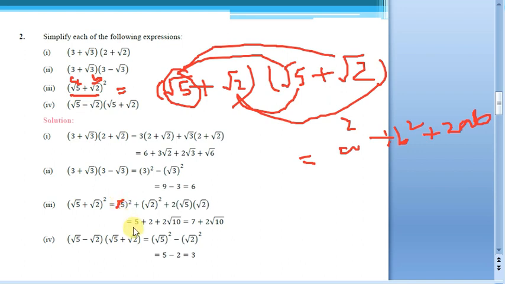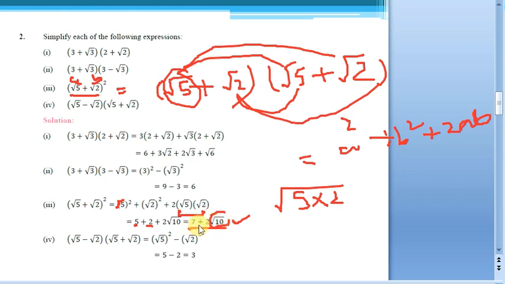So (√5)² is 5, plus (√2)² which is 2, plus 2AB: 2 into √5 into √2. The 2 stays as it is, a rational number. Multiplying √5 into √2, the common exponent is the same, so 5 into 2 is 10 under the square root. Now look for the common rational parts: 5 plus 2 is 7, plus 2√10. Can it be simplified further? No, because 7 is the rational part and 2√10 is the irrational part.